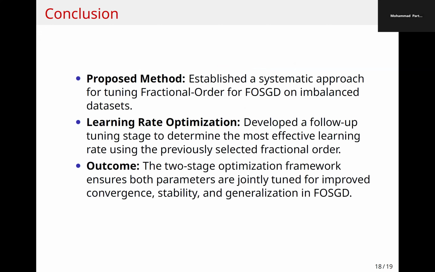So here you see that we have established a systematic approach for tuning fractional order and learning rate for fractional order SGD on the imbalanced data set. And also you see that the outcome of this work is a two-stage optimization framework that ensures that both parameters are jointly tuned for improved convergence, stability, and generalization in fractional order SGD.